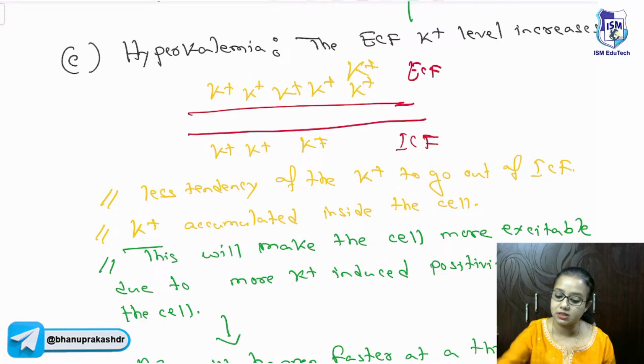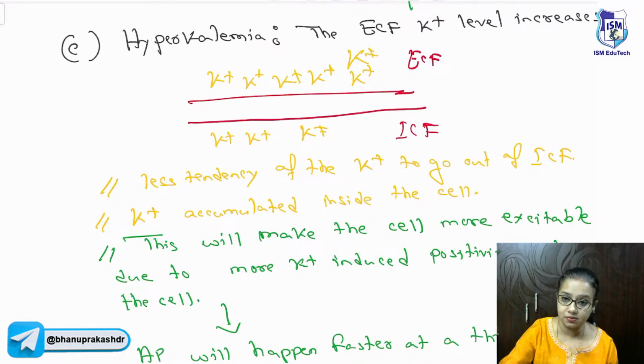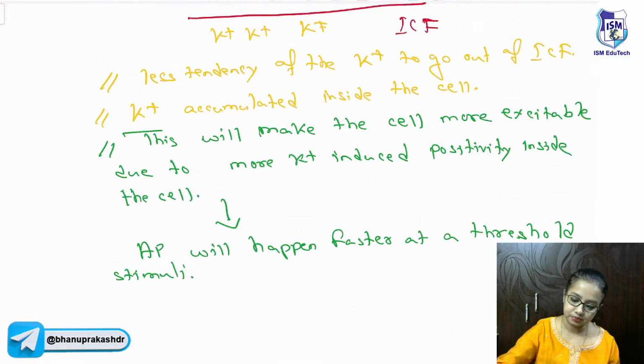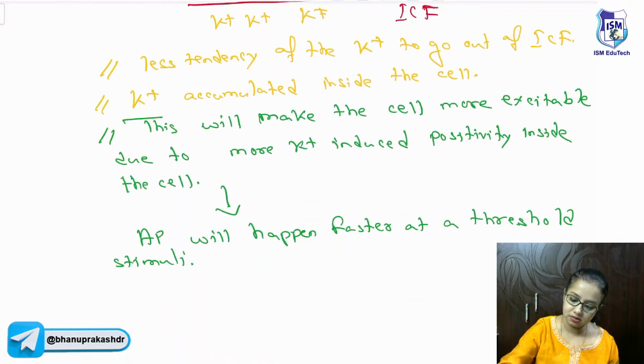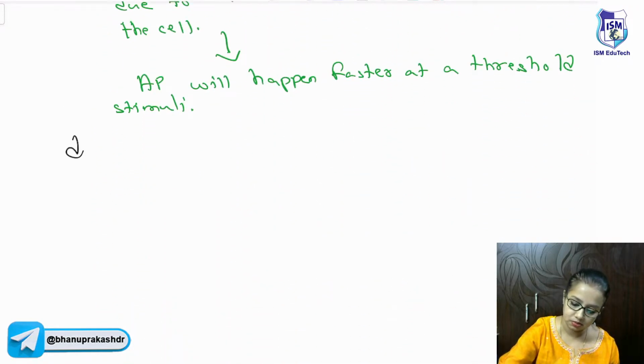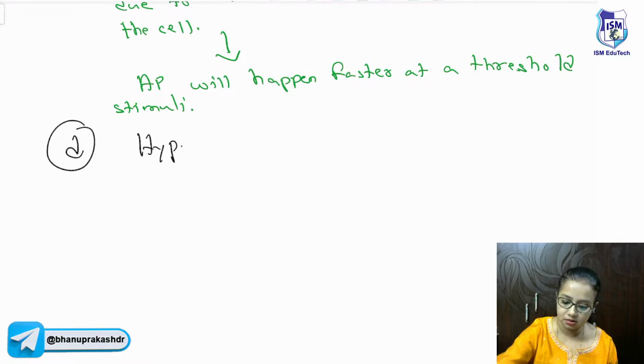Like if the resting membrane potential was minus 70 mV, now due to accumulation of potassium it will become like minus 65 mV. So the resting membrane potential will become more positive, the cell will become more excitable, and with a little bit of threshold stimulus the action potential will happen much faster. This is hyperkalemia. If we have understood hyperkalemia, we can connect to hypokalemia.